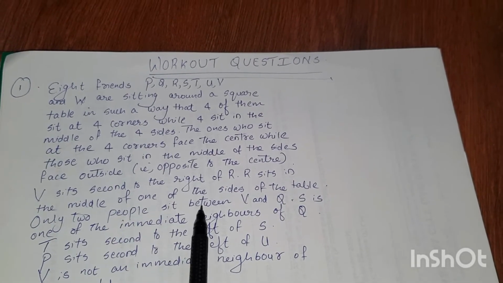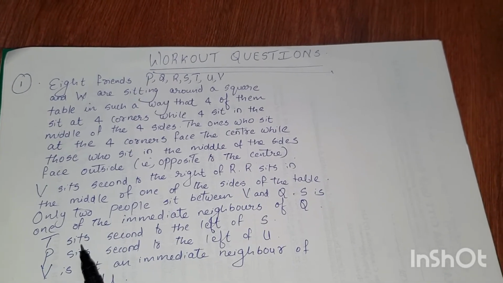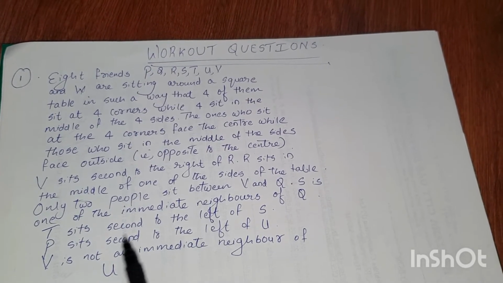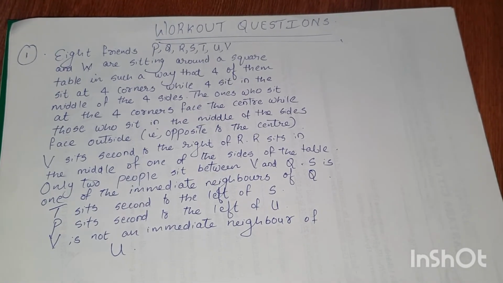Only 2 people sit between R and Q. S is one of the immediate neighbors of Q. T sits second to the left of S. P sits second to the left of U. V is not an immediate neighbor of U.